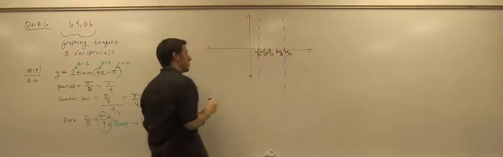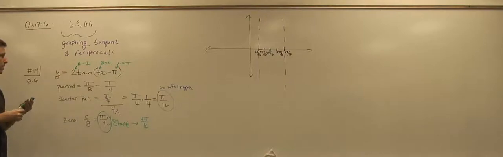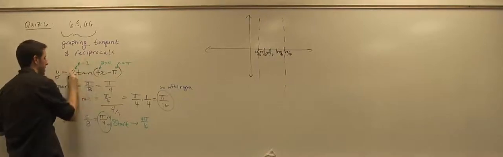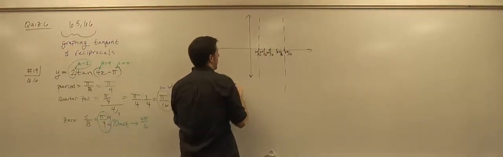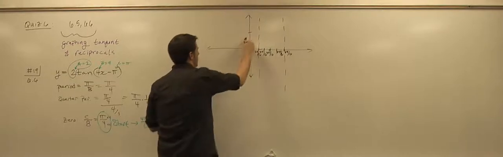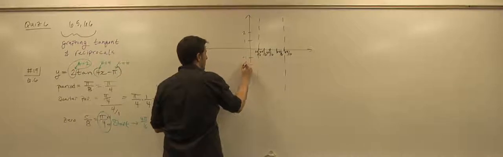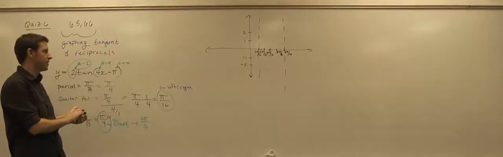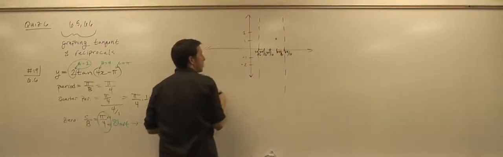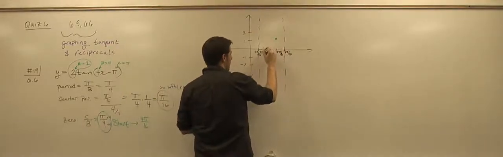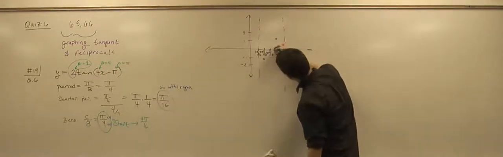But if you go 1 quarter period, what happens? You go up to A. This A value of 2 tells you how high to go after 1 quarter period, and the opposite of A tells you how low to go when you go to the left. So when I go 1 quarter period, I'm going to go up, and when I go back 1 quarter period, I'm going to go down.